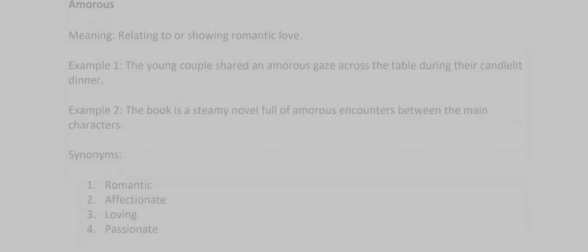Amorous. Meaning, relating to or showing romantic love. Example 1. The young couple shared an amorous gaze across the table during their candlelit dinner. Example 2. The book is a steamy novel full of amorous encounters between the main characters.